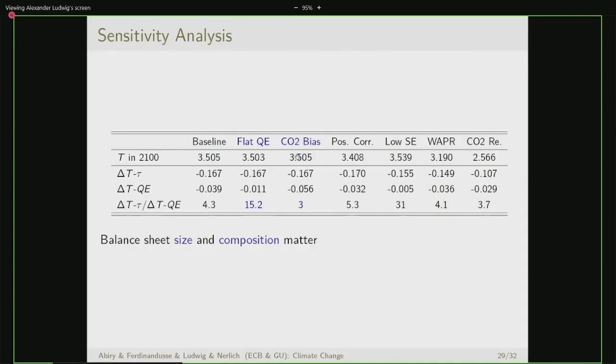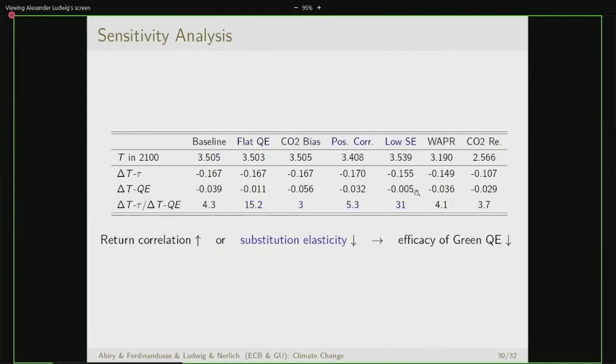On the other hand, if we calibrate the model to reflect an initial CO2 bias, as suggested by this recent work by Monika Piazzesi, Martin Schneider, and Papoutsi, then the effect of green QE is only 3 times less effective than the global carbon tax.